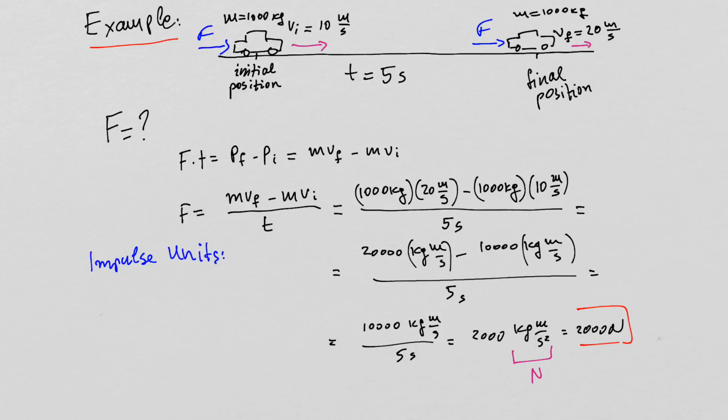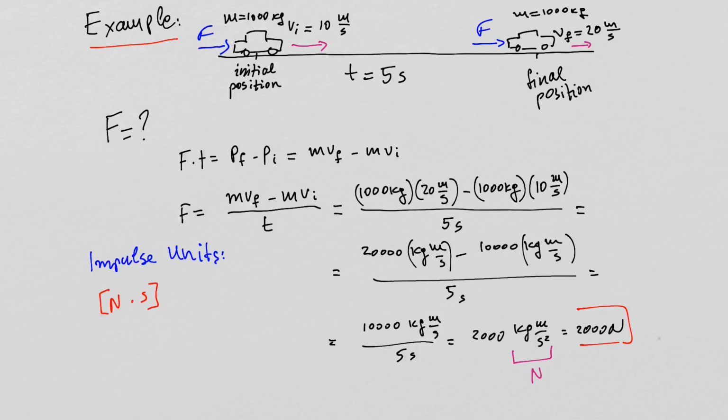And so the units for force in the metric system are newtons, and the units for time are seconds. So impulse has units of Newton seconds. But on the other hand, that is also equal to the change in momentum.